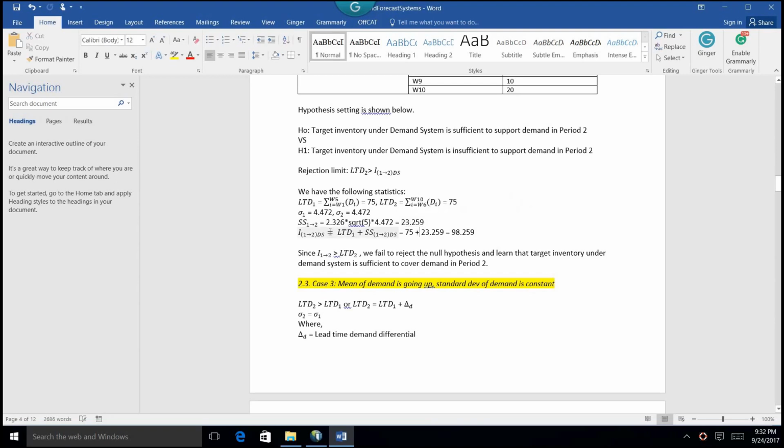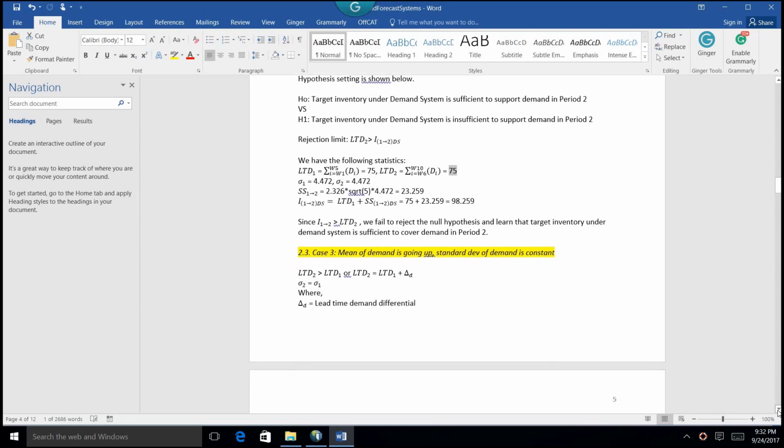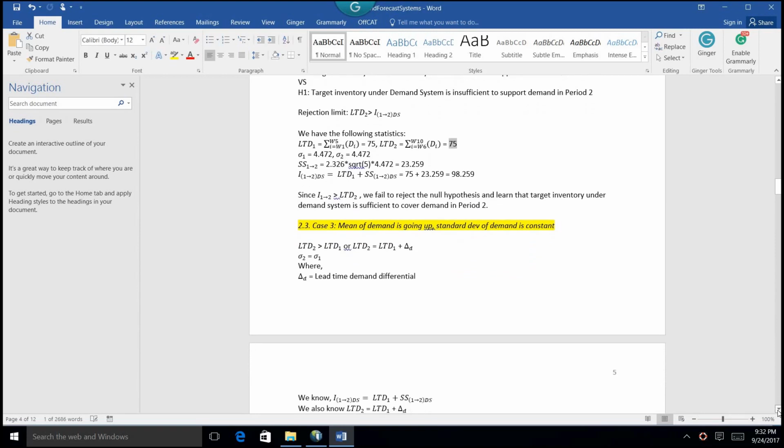So when you put in the total inventory formula, you get total inventory 98.25. It's still higher than demand for period 2. So meaning that your inventory is enough to support at least demand for period 2. Okay, so we fail to reject the null hypothesis, as you see here. Fail to reject. Sorry.